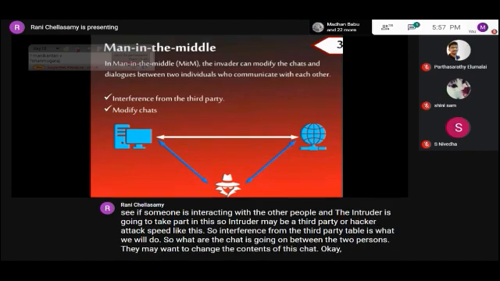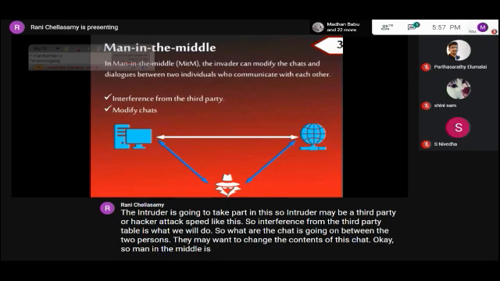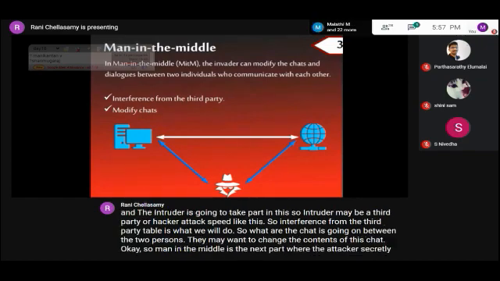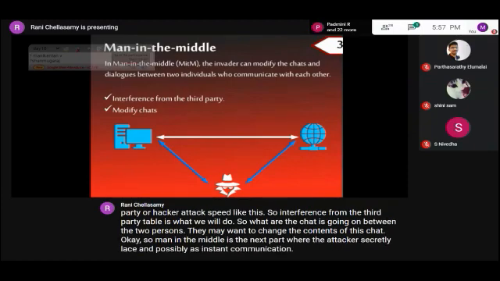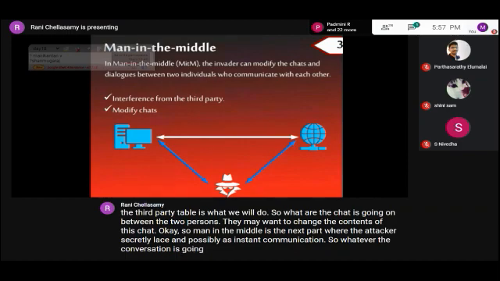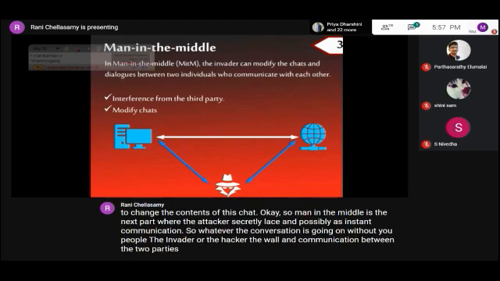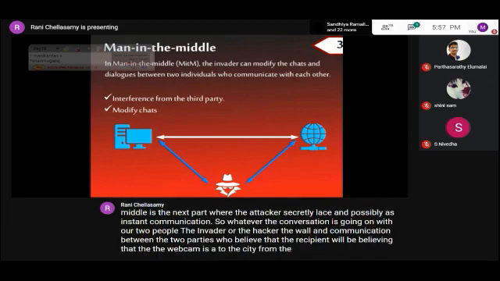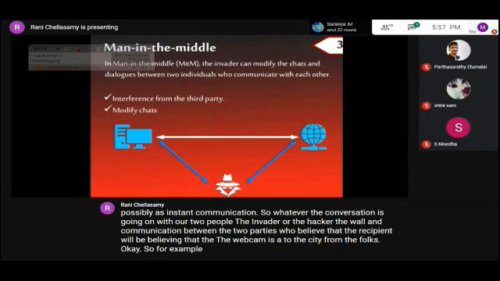Okay. So man in the middle is an attack where the attacker secretly relays and possibly alters the communication. Whatever conversation is going on between the two people, the invader or the hacker will alter the communication between the two parties, and the recipient will believe that it was the original message received from the source. Okay. So the best example for a man in the middle attack is active eavesdropping.